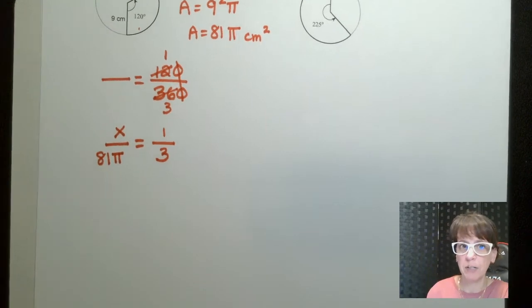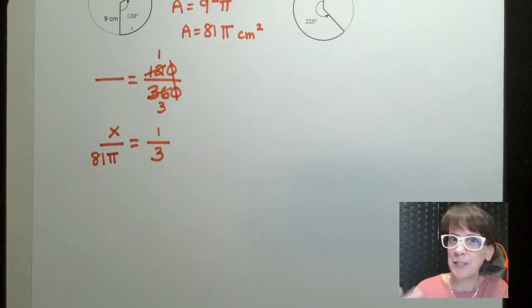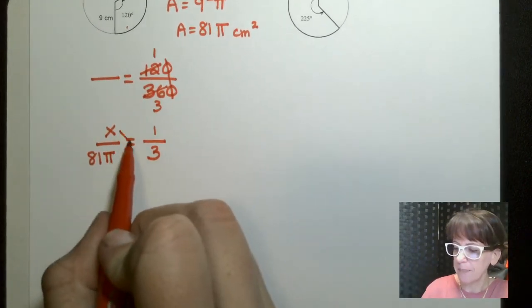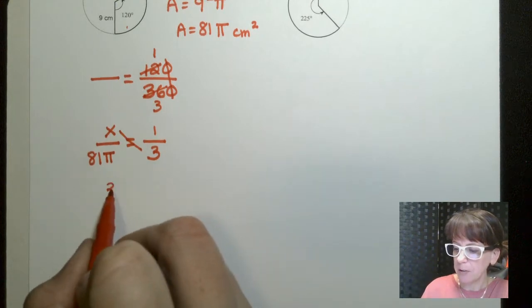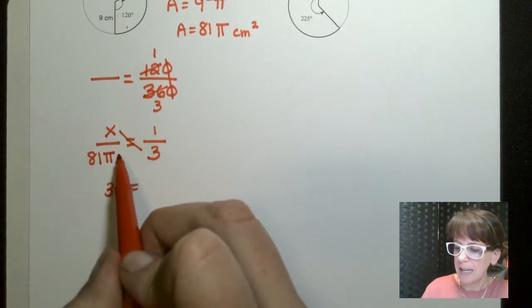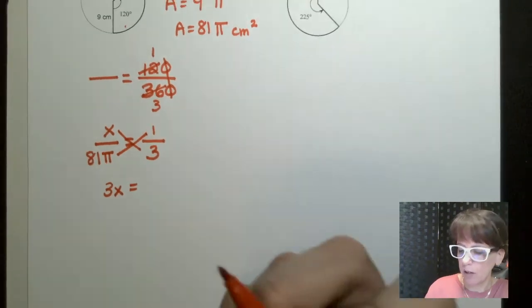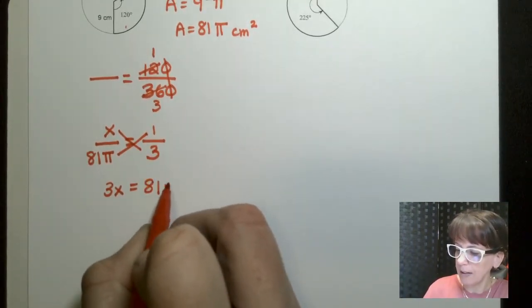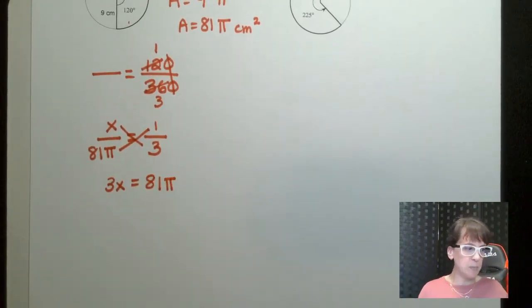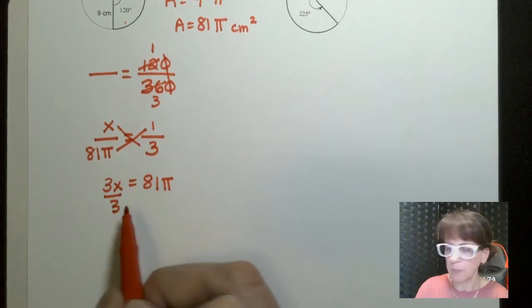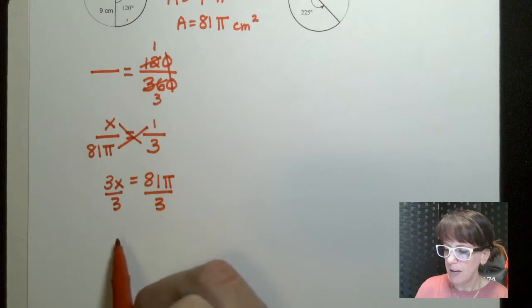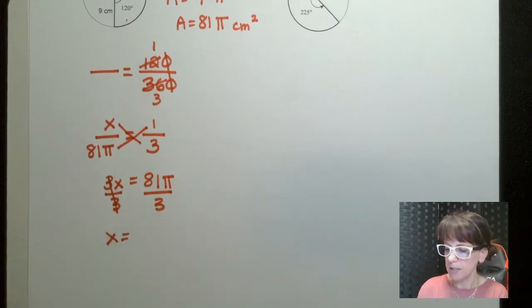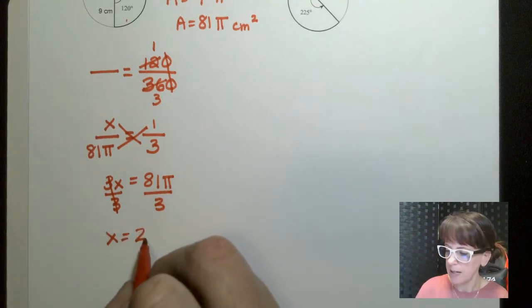Okay, so now what we want to do is, when you have fraction equals fraction, this is the best because you can cross multiply. X times 3 gives me 3x equals 81 pi times 1 is 81 pi. Now we want to get that x by itself, so we're going to divide both sides by 3. And we get x equals 81 divided by 3, 27, yeah, 27 pi.